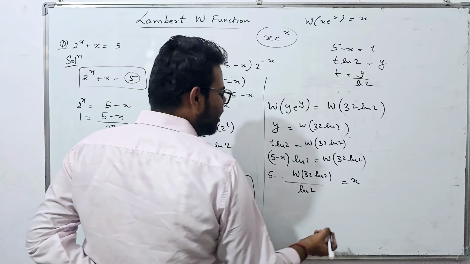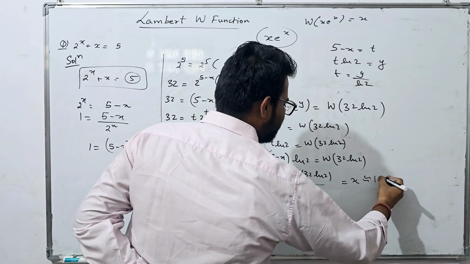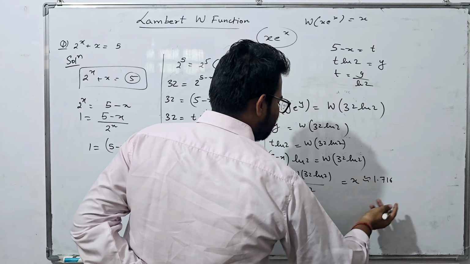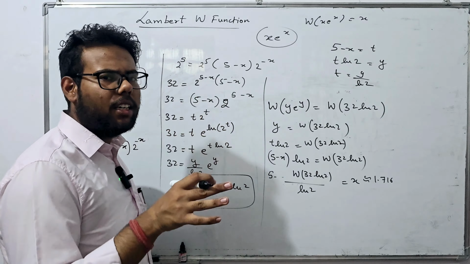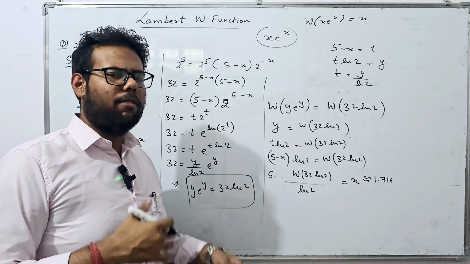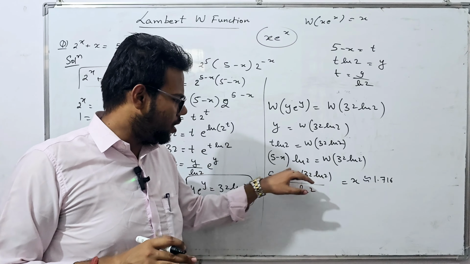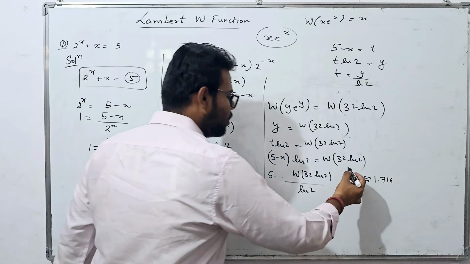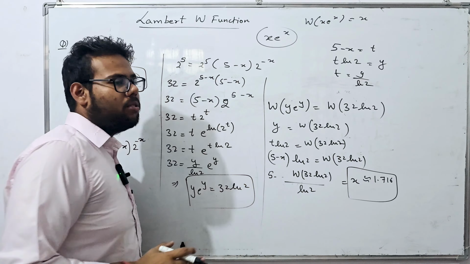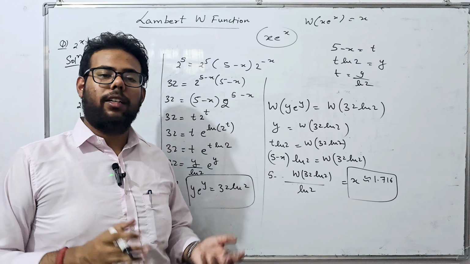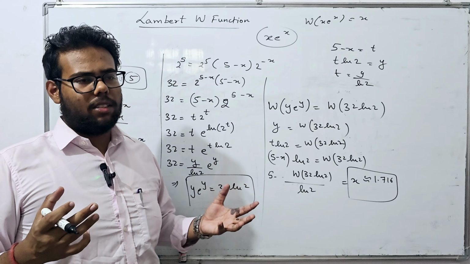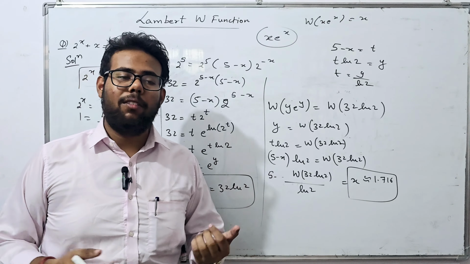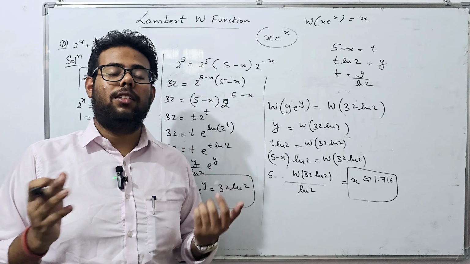And you solve, you end up getting 1.716. You can calculate it on any scientific calculator or from any website. It is a well-known result. So I hope you all understood how to use the Lambert W function and what its uses are, because many times we study the functions but we don't come across their uses.